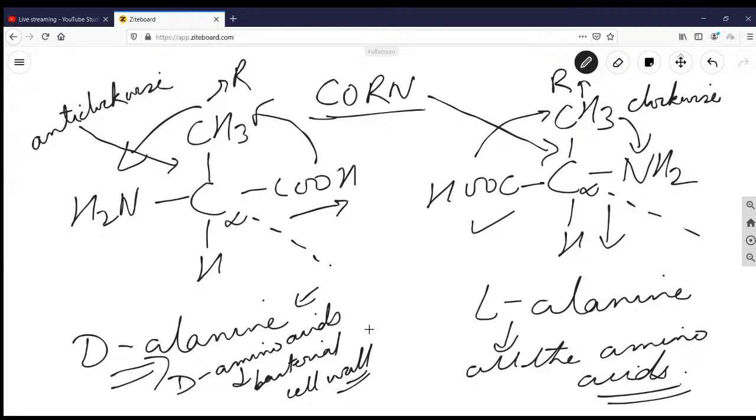But in human beings, or any other eukaryote, not a single amino acid in D form is used. The whey protein, or all the amino acids present in meat, are present in L form because they are used in L form. So we take amino acids only in L form.